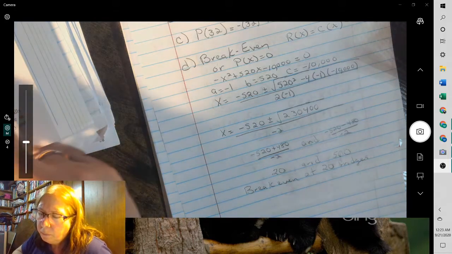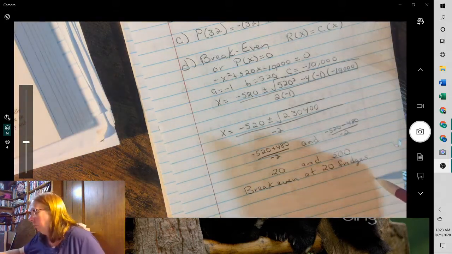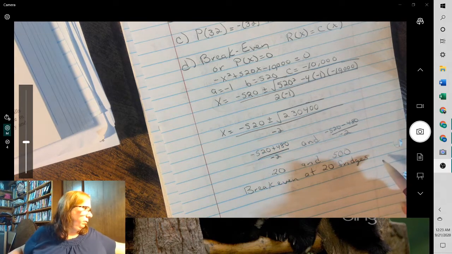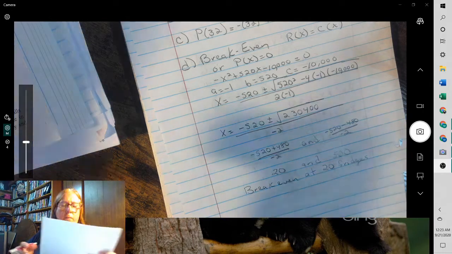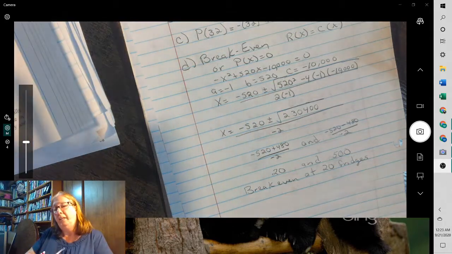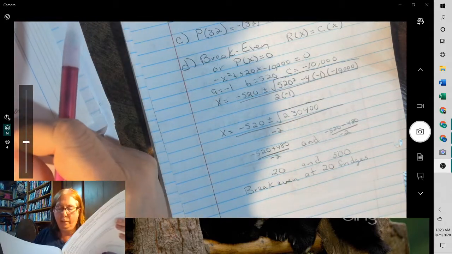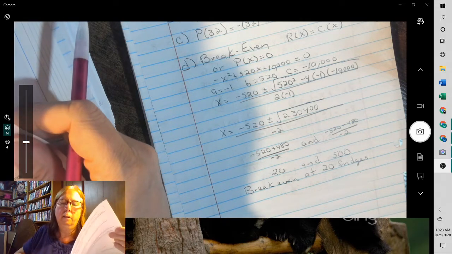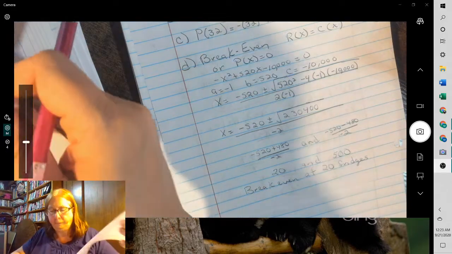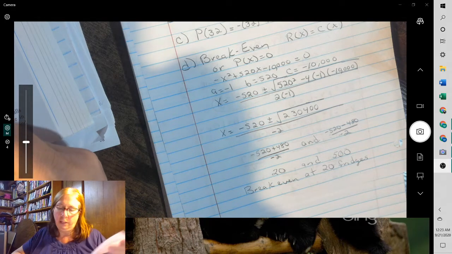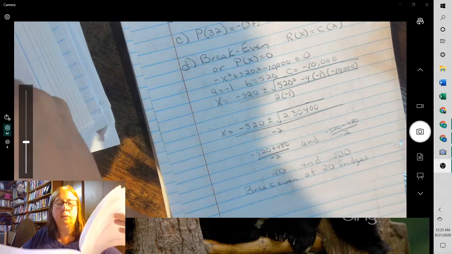How many refrigerators must be sold to break even? I don't think they'll ask for both values. Let me look at the answers real quick. Click on MyLab, number 8. D. They do have two answers.